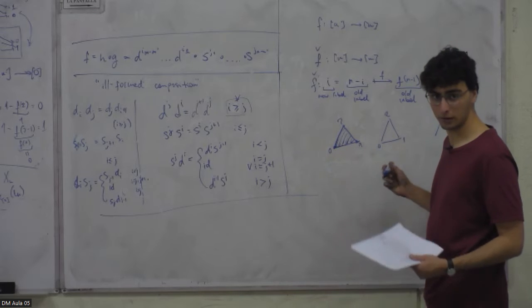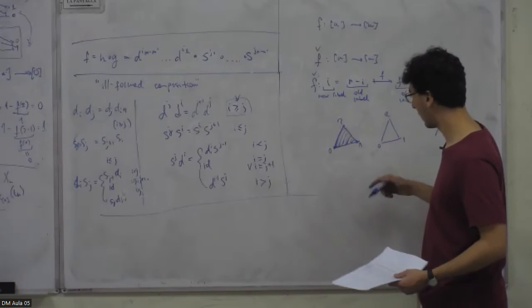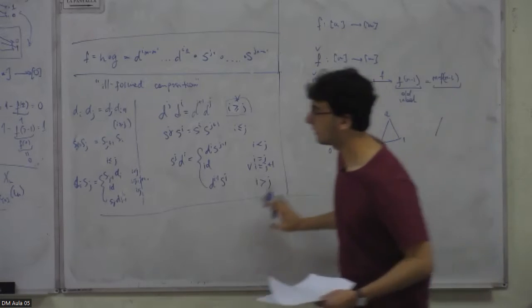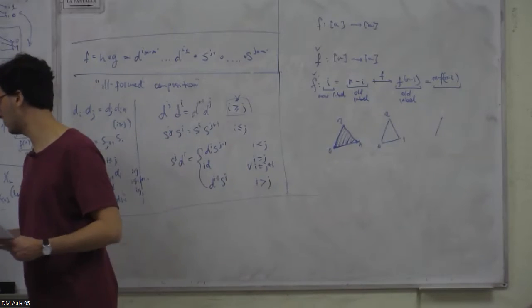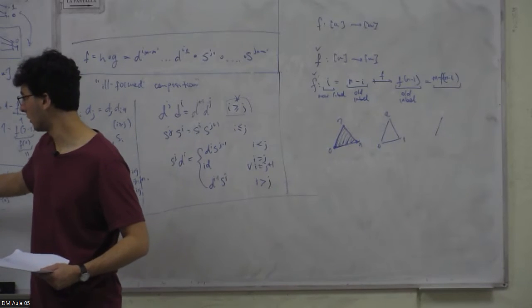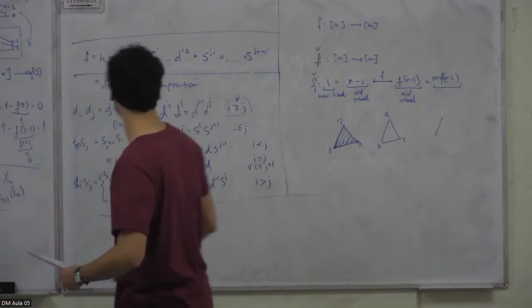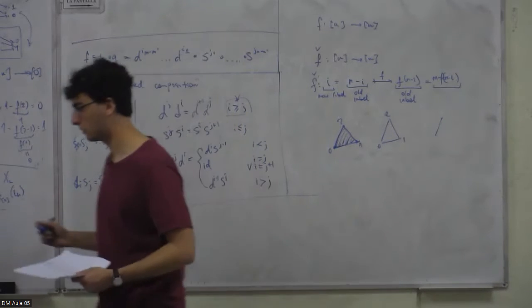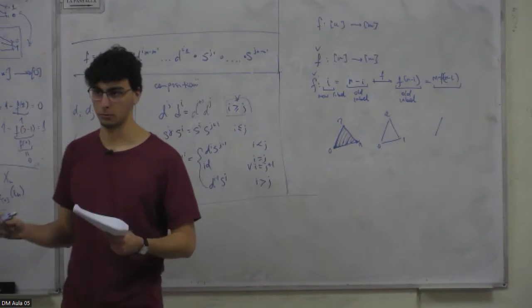That's why they are called degenerate. And you also have all the degenerate ones. Here I didn't say what degenerate is, but it's basically those which are in the images of the degeneracies, right? And if you think of them as tuples, you quickly see that they are basically the tuples which have repeated entries.